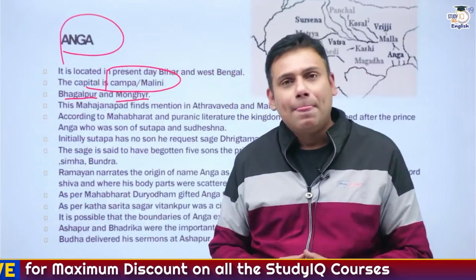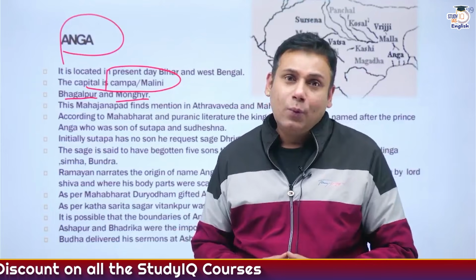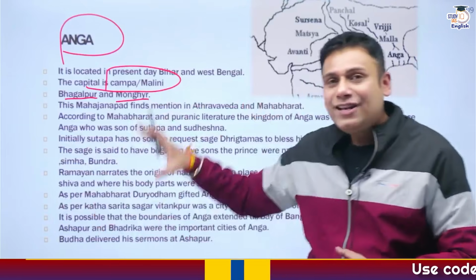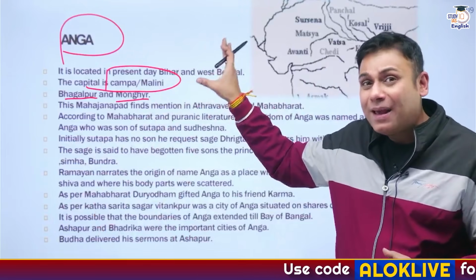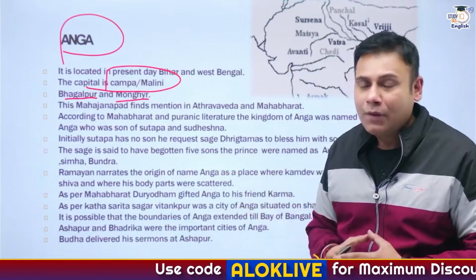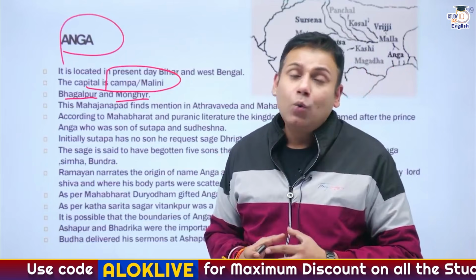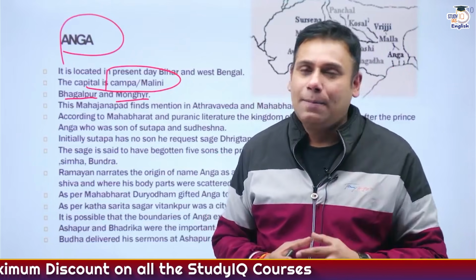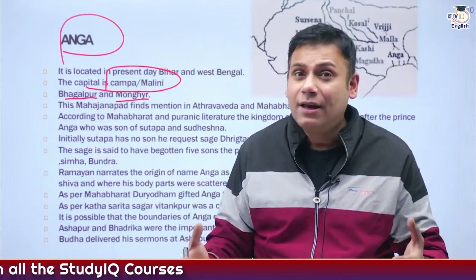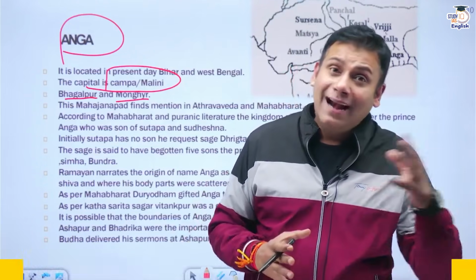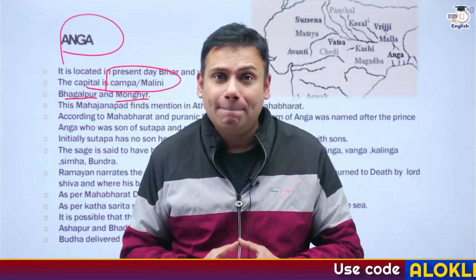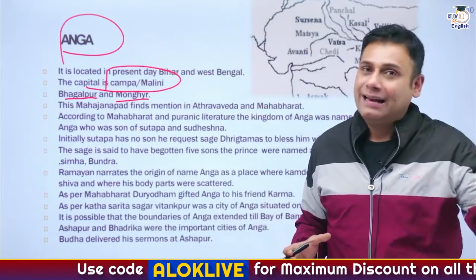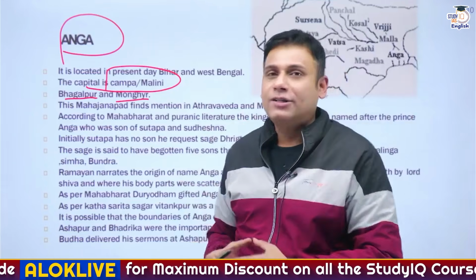Let's explore them. As per various Puran or various Shastras, it is believed that the region of Anga, the present-day region of Bihar and certain parts of West Bengal, was being ruled by a ruler called Sutap. Now Sutap did not have any son, and because of this reason he was quite worried. He had a wife named Sudesna. I repeat, there was a ruler whose name was Sutap. He did not have any son. He had a wife named Sudesna.